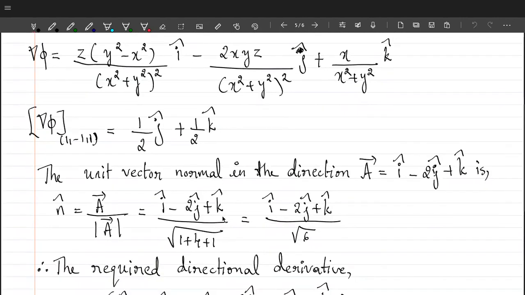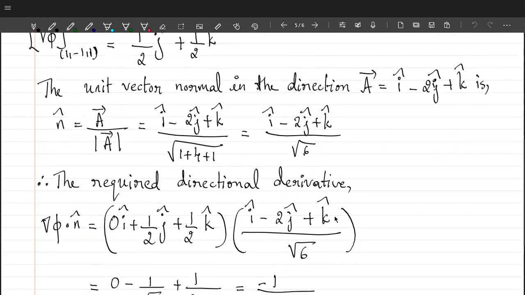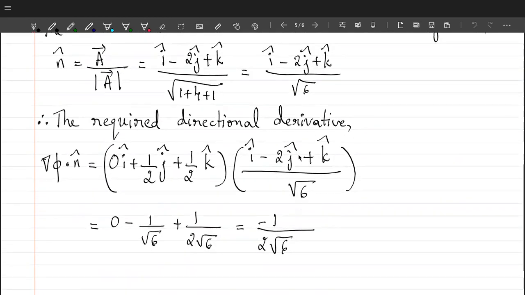They have given you the direction vector here as vector A. So the unit vector in this direction will be vector A divided by the magnitude of vector A. Vector A here is i cap minus 2j cap plus k cap, divided by its magnitude, which will be root of 1 plus 4 plus 1. So this will be root 6. The numerator is as usual.